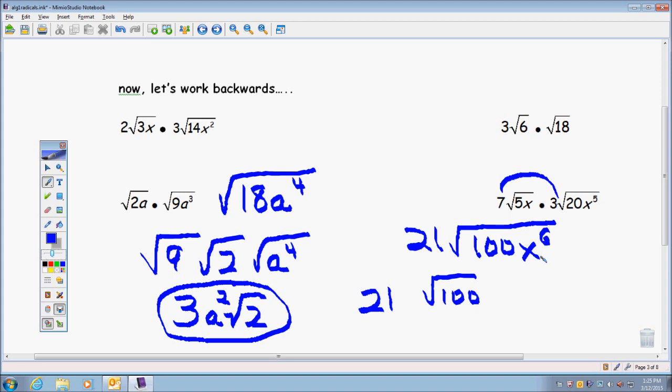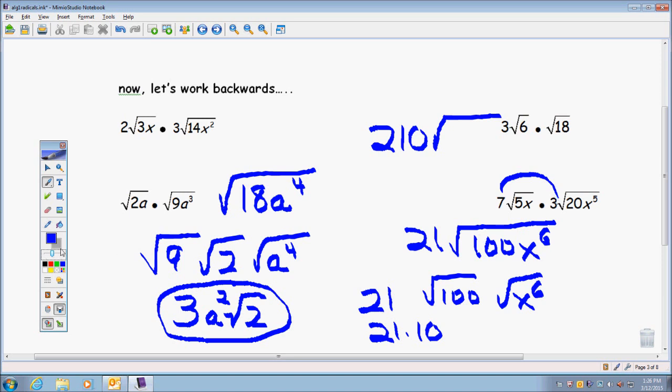Getting a little ahead of myself here. And then x to the 6th. See, I'm just breaking everything apart. This is the whole idea. Breaking it apart and putting it back together the right way. So 21, that's the 21, times 10, that's 10. So that's going to be 210, right? 21 times 10, 210.